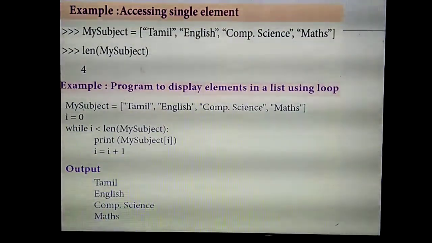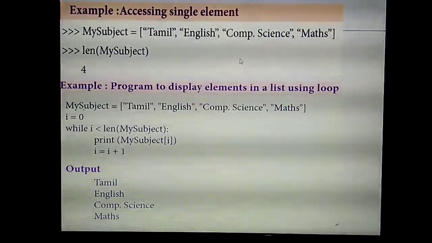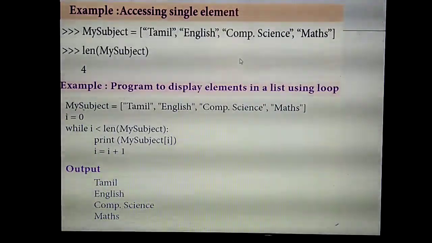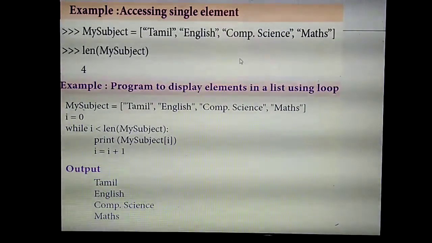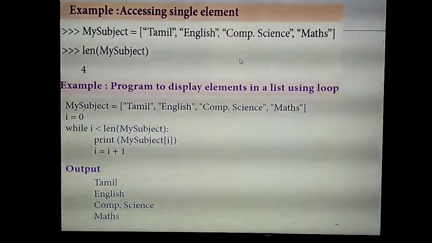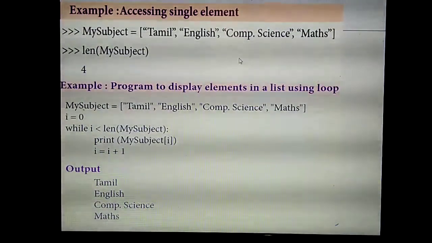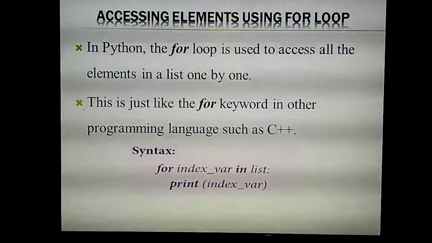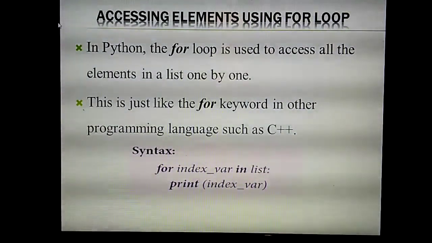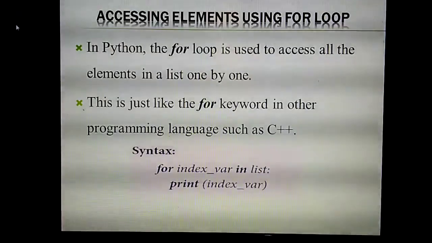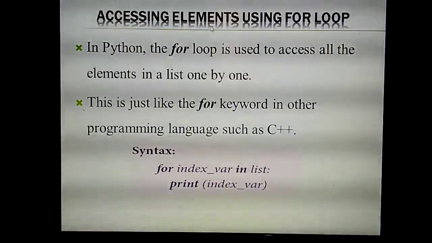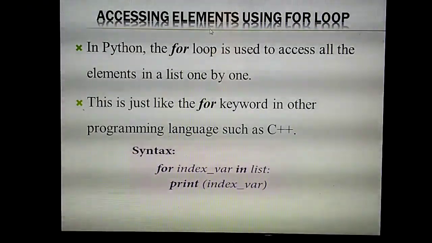But in the last program you only found the length. How many elements are there inside the list. But in this program you are going to display all the elements in the list using a loop. Understand? These are all very very important programs and also easy. Next. So that program you have studied with which loop? While loop. Next, you are going to access the elements in the list using for loop.